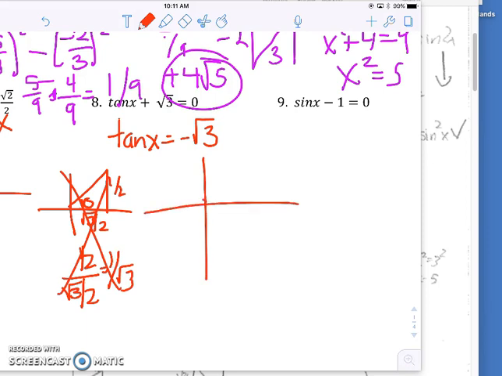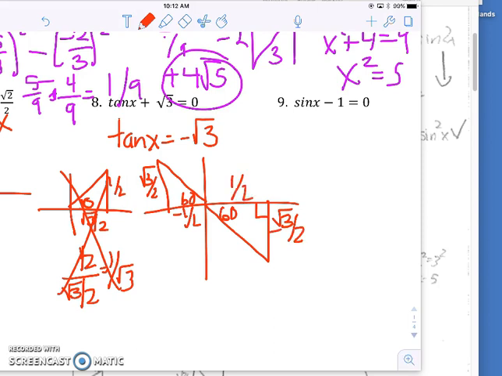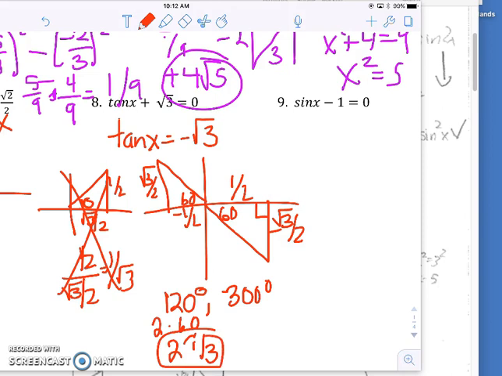But we want it to be negative. So in this quadrant, we have root 3 over 2, negative half. That would give us a negative. As well in this one, because if this is 60, we have root 3 over 2, negative, and half. So let's see, so that's 120 degrees and 300 degrees. So 2 times 60, so we have 2 pi over 3s. And 5 times 60, so we have 5 pi over 3s.